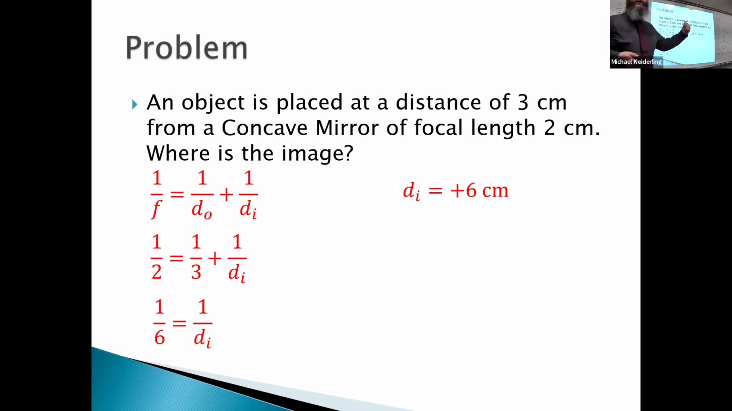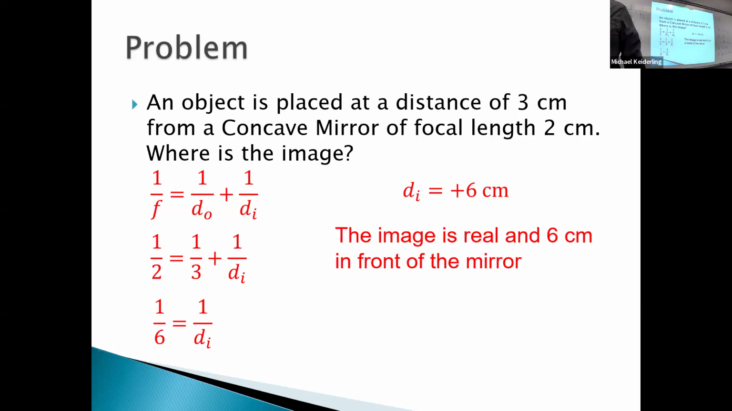That means the image is real. Therefore, it will be inverted. And it's further away from the mirror than the object, so it will be bigger than the object. In fact, it'll be twice as big. So the image is real and 6 centimeters in front of the mirror. And it'll be inverted and bigger than the object.